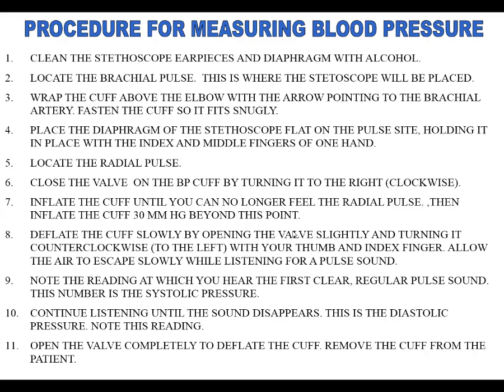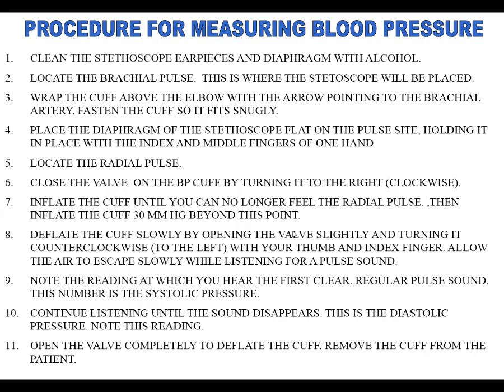You want to make sure that the arrow is pointing, because every blood pressure cuff will have an arrow on it that says artery. You want to make sure that is as close to or over the brachial artery as possible and fit it on there snugly. Place the diaphragm of the stethoscope where the brachial artery is. We want to locate the radial artery. Close the valve on the blood pressure cuff, turning it clockwise or to the right.